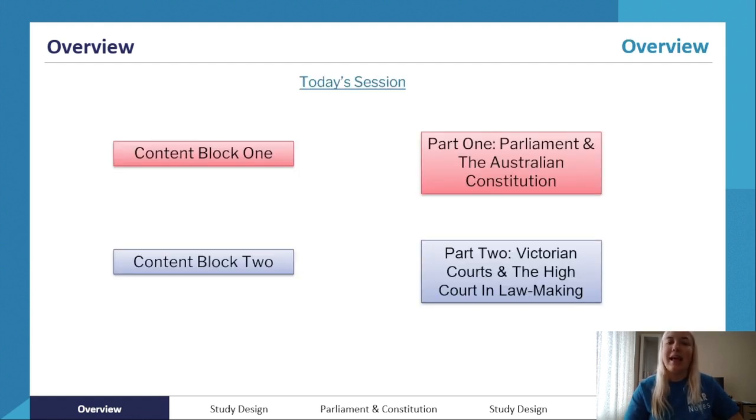So here is the layout for today. We've split into two blocks. In the first part of the lecture, we're looking at Parliament and the Australian Constitution. And in the second block, we're looking at the Victorian courts and the High Court in lawmaking. So, as you should be able to recognize, we're covering Unit 4, Area of Study 1 today. Basically, all of the study design and all of the key concepts that will be assessed on your SACs and on your exam are going to be covered today.